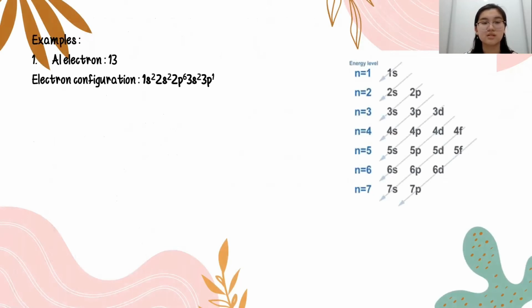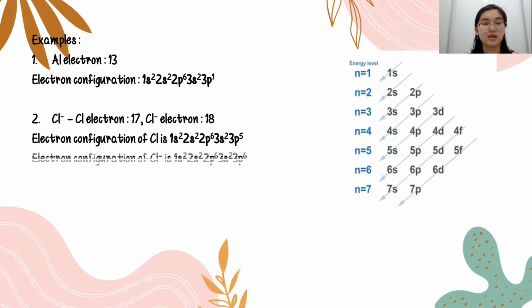The first example is aluminium. Aluminium has 13 electrons. So if we want to make the electron configuration, first we start from 1s. s can hold 2, so it becomes 1s2, then 2s2, and then p can hold 6 electrons, 2p6, then 3s2, then p can hold 6 electrons, but here we only need one more electron to make 13 electrons, so it becomes 3p1.